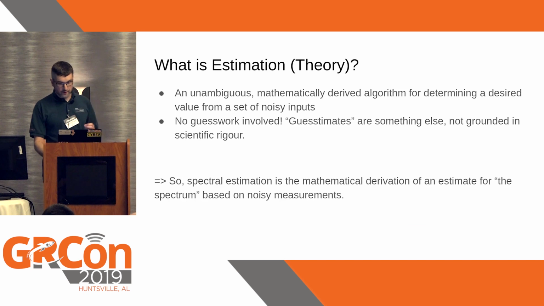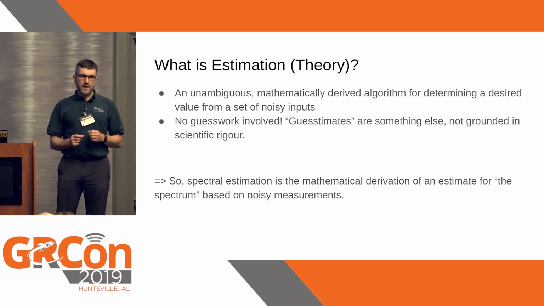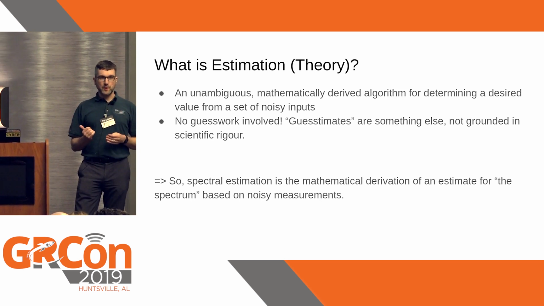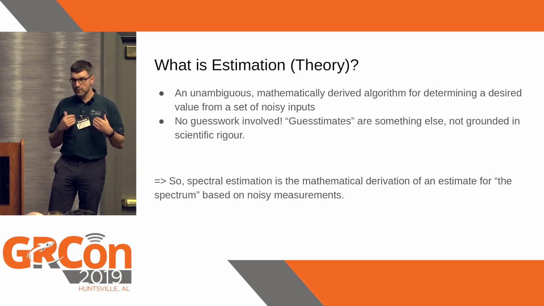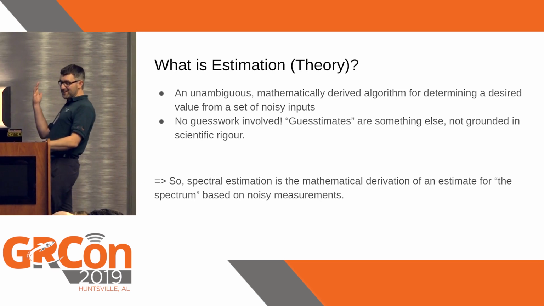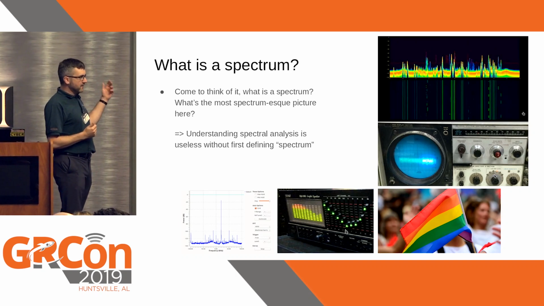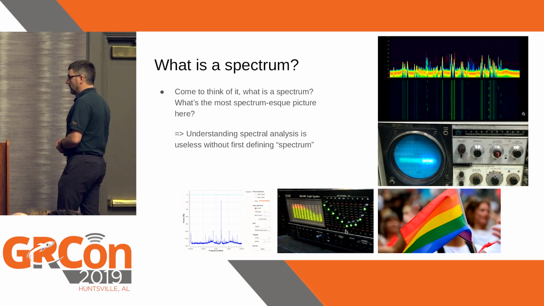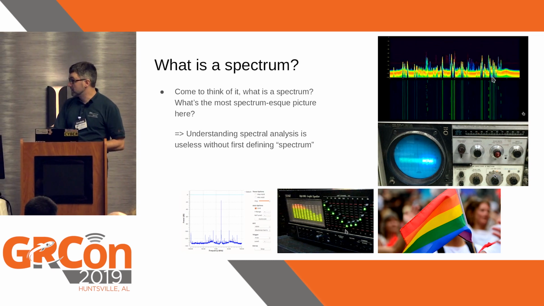So the point I'm trying to make here is estimation is solidly grounded in math. And the same is true for spectral estimation. You give me noisy inputs, and then I provide some model, and then the output is the spectrum estimate. But what's the spectrum? That's the next question. If you just put spectrum into Google, you find a wide spectrum of pictures. There's all sorts of stuff that you can think of when you talk of a spectrum. Is this a spectrum?